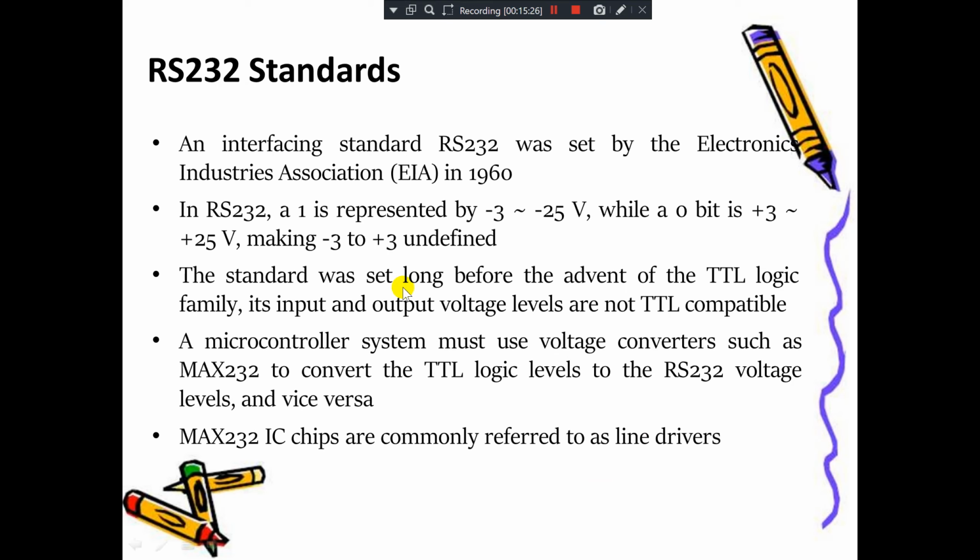The standard was set long before the advent of the TTL logic family. Its input and output voltage levels are not TTL compatible. TTL compatible means transistor-transistor logic compatible. Since the 8051 microcontroller is TTL compatible while RS-232 is not, we need a converter, which is called MAX232, which is an IC. A microcontroller system must make use of voltage converters such as MAX232 to convert the TTL levels to RS-232 levels or vice versa. So the MAX232 chips are commonly referred to as line drivers, which are commonly found with microcontrollers, that is 8051.